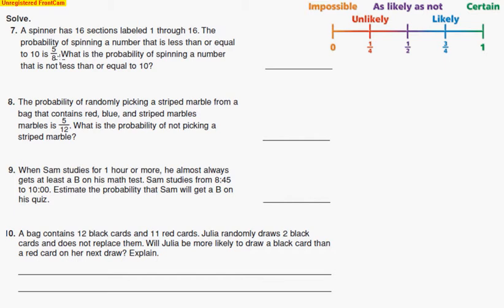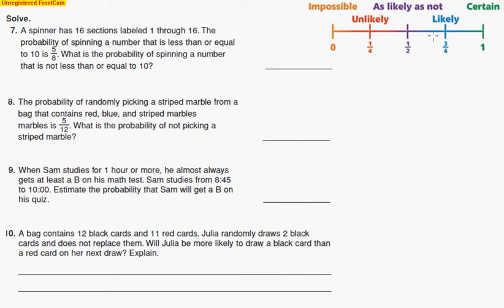Last set of problems, we ended up having to determine whether it was likely or not. Here, they're giving us this 5/8, and they're asking us, what is the probability of spinning a number that is not less than or equal to 10? Well, 5/8 is the probability of it actually being 10 or less. And so what we want to do is find out the probability of it not being that.